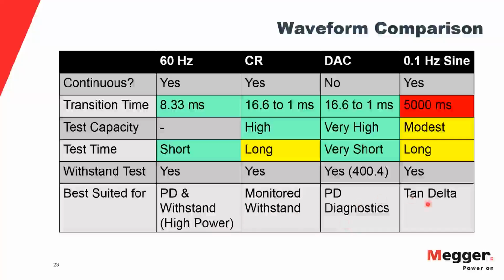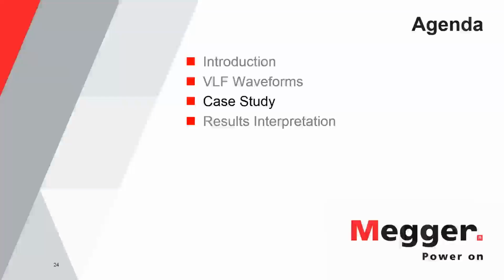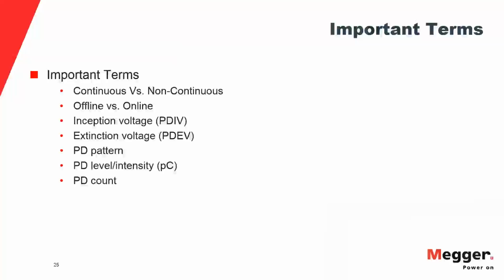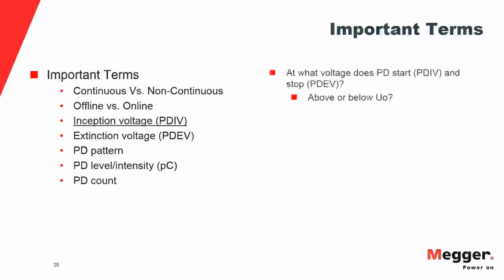And when we talk about what these waveforms are best suited for, 60 hertz is great. It's good for partial discharge and withstand testing, but it has high power requirements, big heavy equipment. Cosine rectangular is great for withstand testing or partial discharge monitored withstand testing. Damped AC is great for partial discharge diagnostics, so a very quick and very gentle test on your cable. And 0.1 hertz sine can be used for partial discharge, but it's well suited for tan delta and for withstand testing as well.